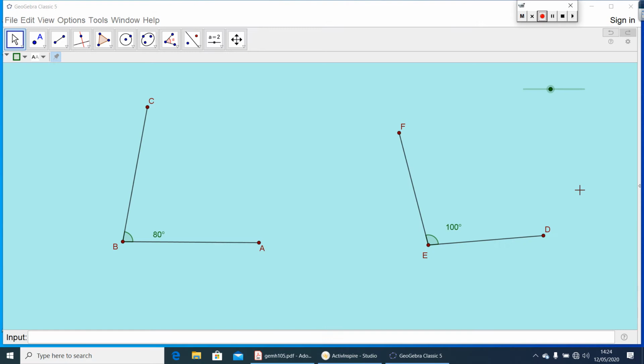Here you have two angles, angle ABC and angle DEF. Measure of angle ABC is equal to 80 degree. Measure of angle DEF is equal to 100 degree. Now adding these two, what will you get? 80 plus 100, 180 degree. Now let me take another pair.